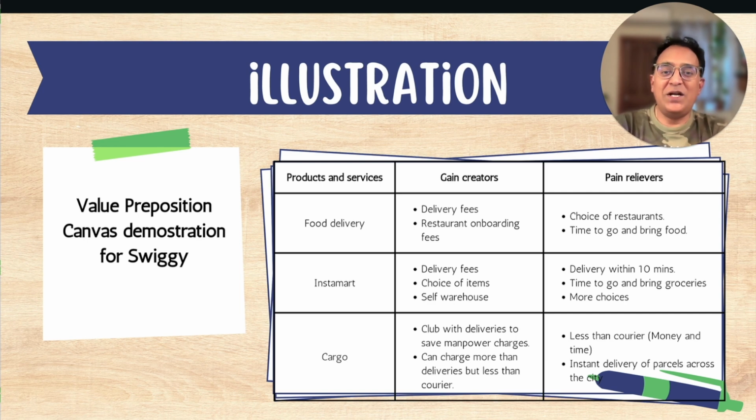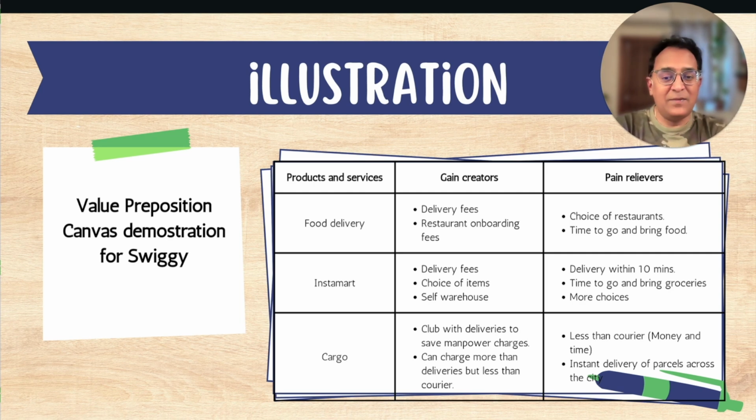The second way, I should have come here. So the illustration of what I just mentioned is here. What are my gain creators and what are my pain relievers? So food delivery fees is my gain. Restaurant onboarding fees is a business model I can charge. Pain relievers: choice of restaurants I'm getting, time to go and bring food.